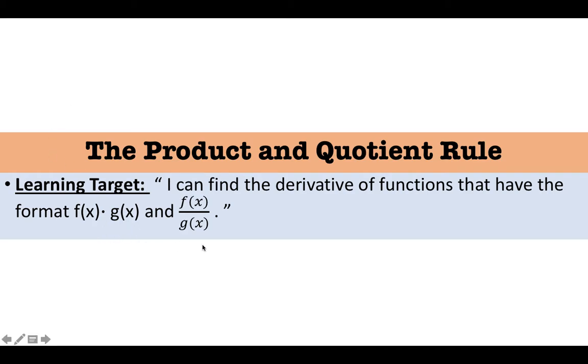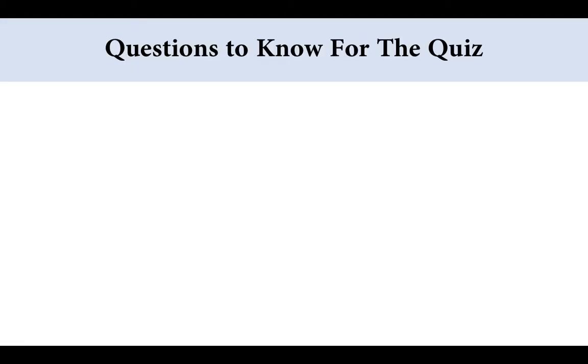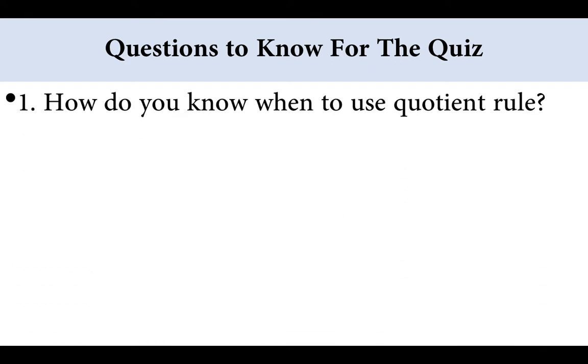And now we're going to take a look at functions that look like this, and we're going to take the derivative. And by look like this, I mean a function divided by another function. That's how you know you're going to be using the quotient rule. So the questions that you need to know for today's quiz is, 1. How do you know when to use the quotient rule? I think I kind of mentioned that right now in the intro.